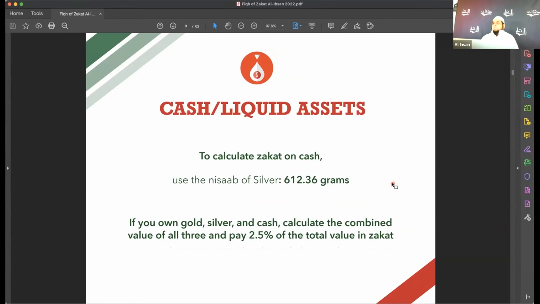If you have a mixture now, like we said, of cash and jewelry and so on, you're now going to take the value of everything together and you're going to be above nisab most likely, and you'll pay zakat on 2.5% of that. Okay, that is how much you pay in zakat.